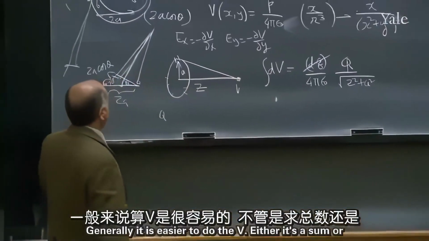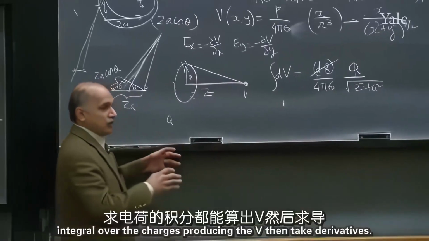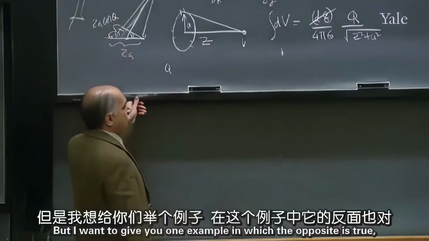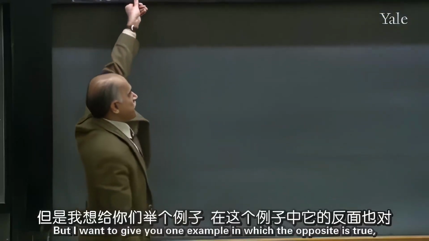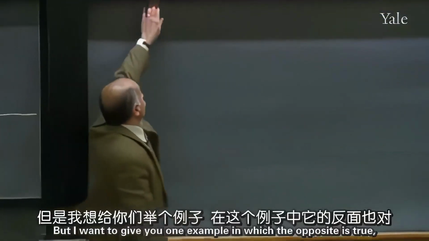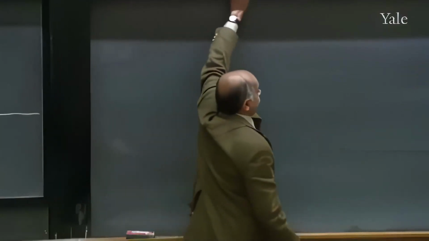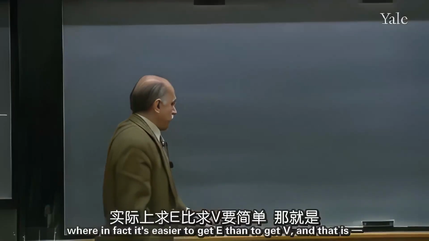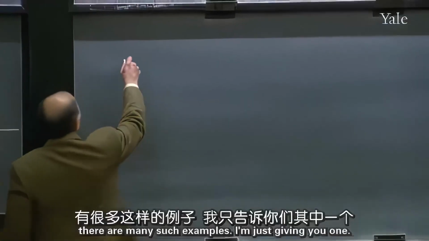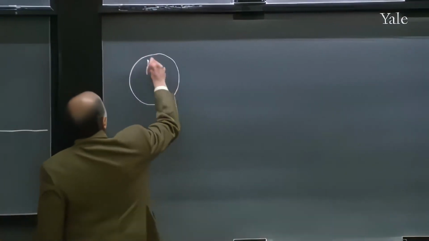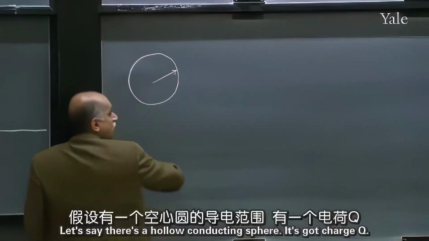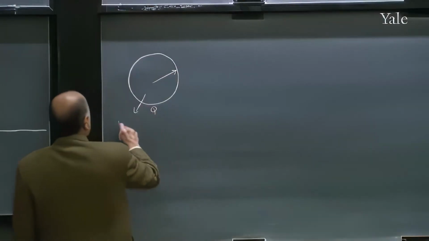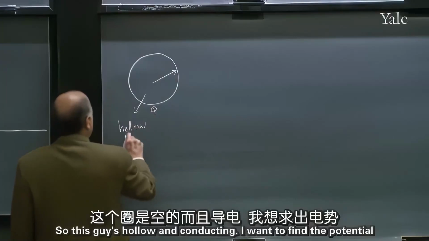Either it's a sum or integral over the charges producing the V, then take derivatives. But I want to give you one example in which the opposite is true, in which it's easier to get E than to get V. There are many such examples, I'm just giving you one. Let's say there's a hollow conducting sphere. It's got charge Q. So this guy is hollow and conducting.